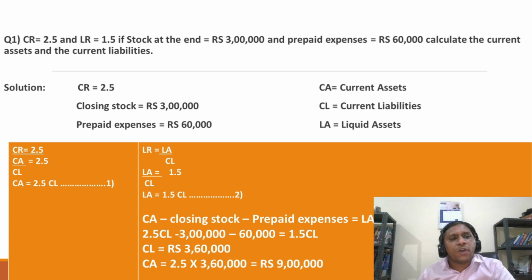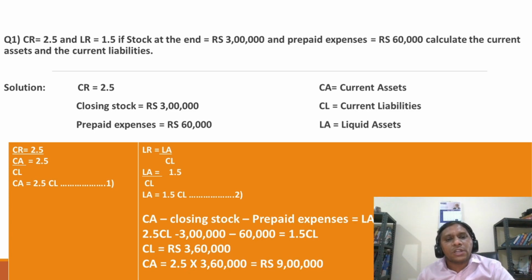So apply the formula. See the next step. Current ratio can be written as current assets upon current liabilities. That is equal to 2.5 upon 1 obviously. When nothing is mentioned, we can divide this by 1. So if we do cross multiplication, we get current assets equal to 2.5 CL. This is our equation.